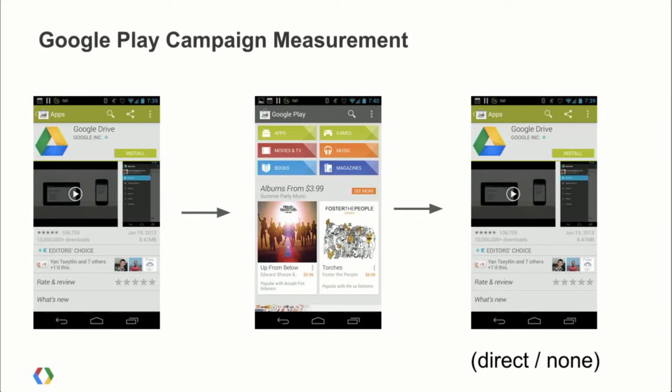So you're only ever going to get campaign information for those users who follow one of your links that's tagged, land on Google Play, and then download right there. If they do anything else, if they navigate around Google Play Store, that refer information gets lost. We don't keep it with them and then send it on when they download. So that's usually the main reason why you see more direct/none than you might expect.